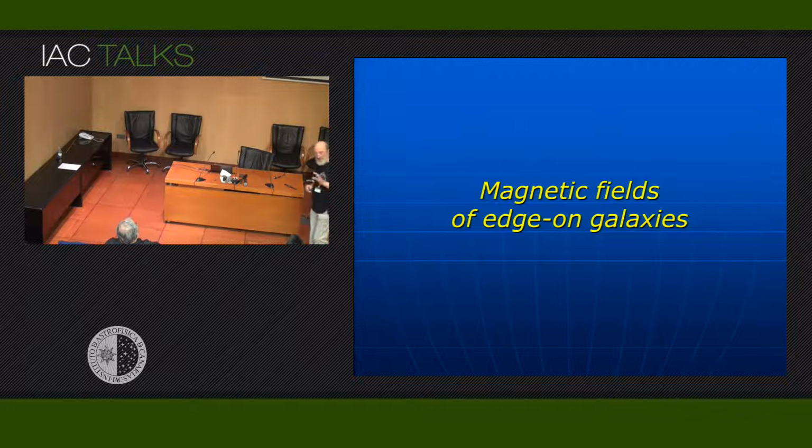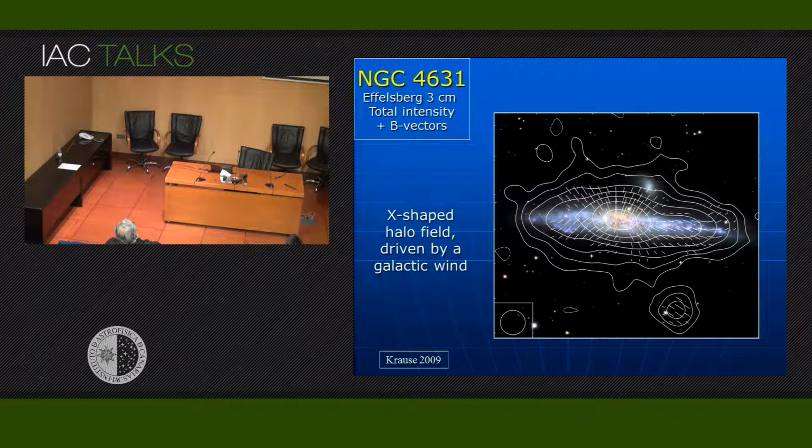Edge-on galaxies. So dynamos need outflows. Without outflows, dynamos cannot operate. So if there are outflows, you would expect radio halos. And indeed, galaxies have radio halos. Very nice, bright radio halos.